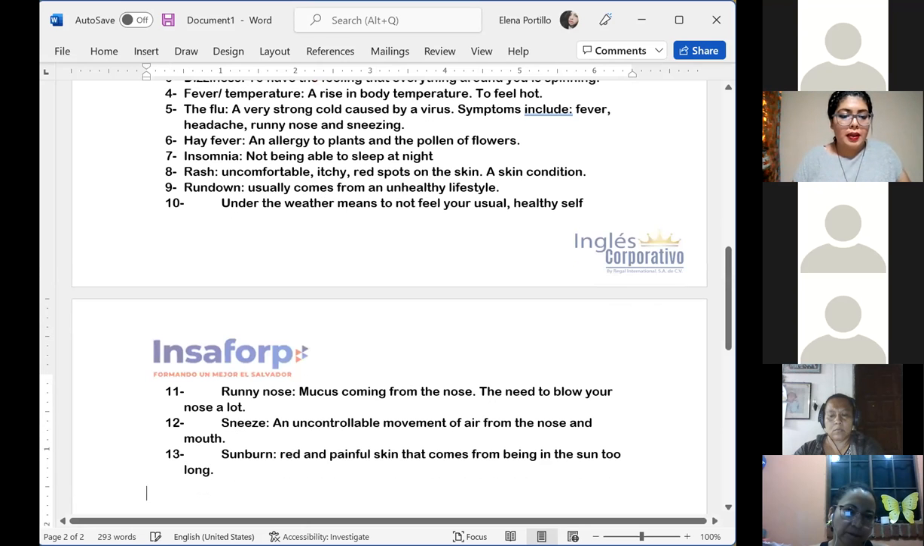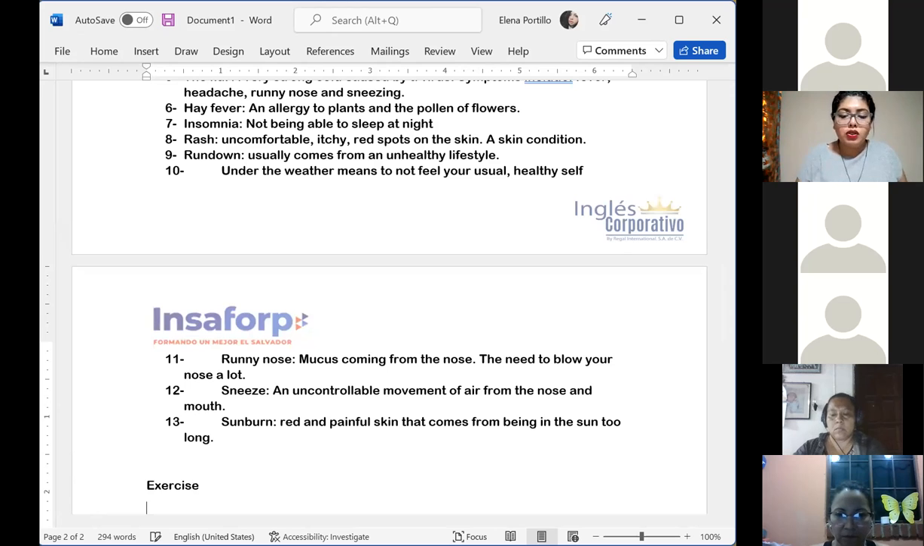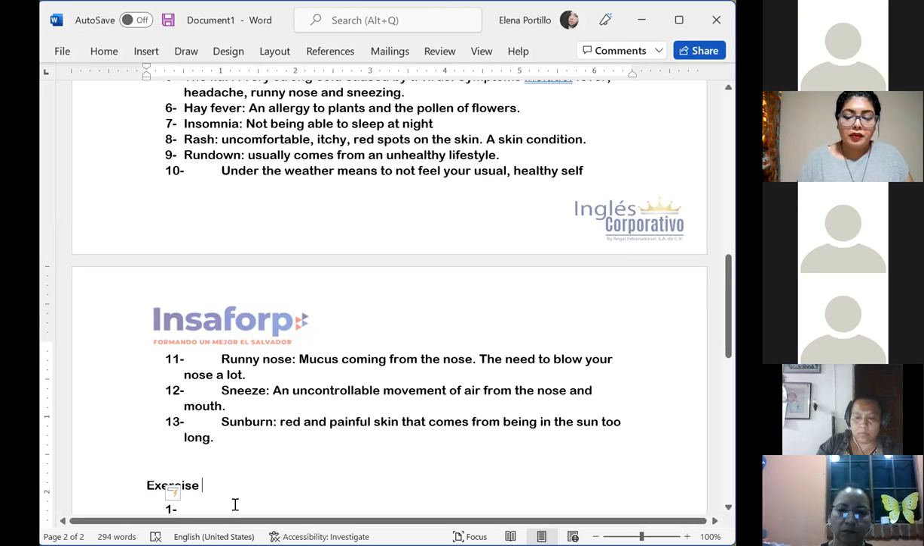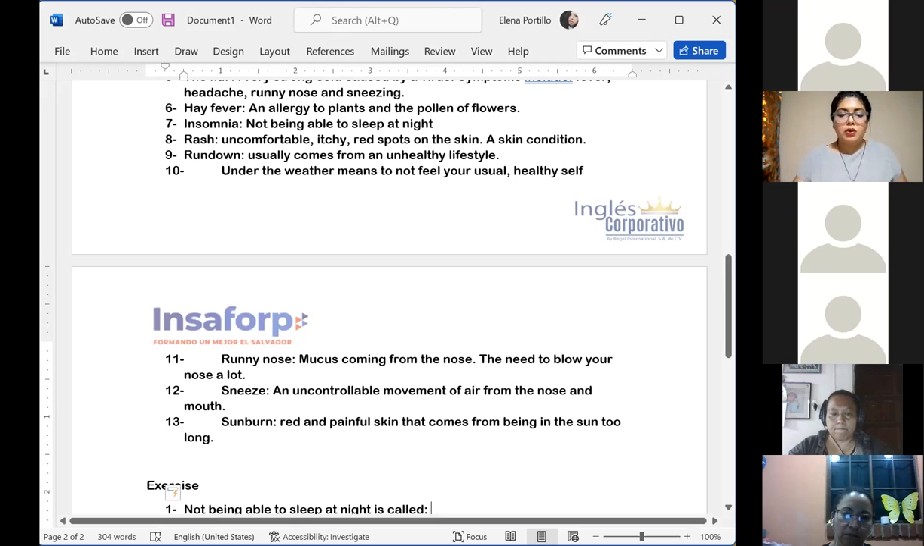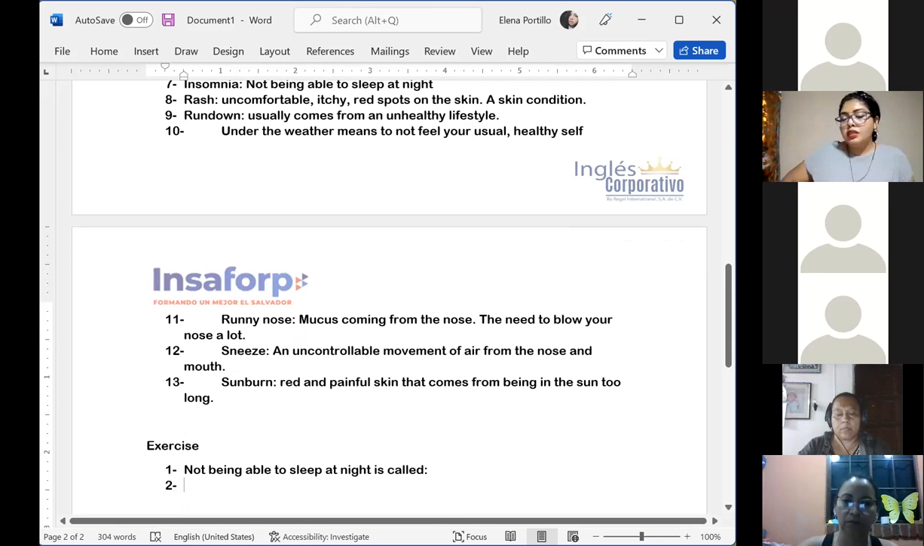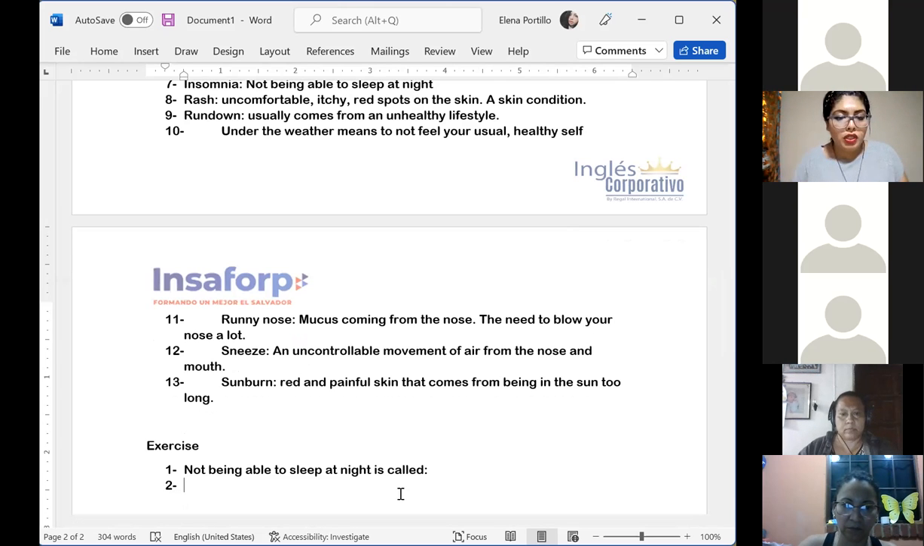Now, we are going to do an exercise. I'm going to write some situations. Para el ejercicio voy a escribir algunas situaciones y ustedes van a poner el nombre correcto de cada una de esas situaciones. So, we are going to start with the first one. This is very, very easy. Okay, the first one, it says, not being able to sleep at night is called, what is the name of that? Insomnia. That's good, insomnia.